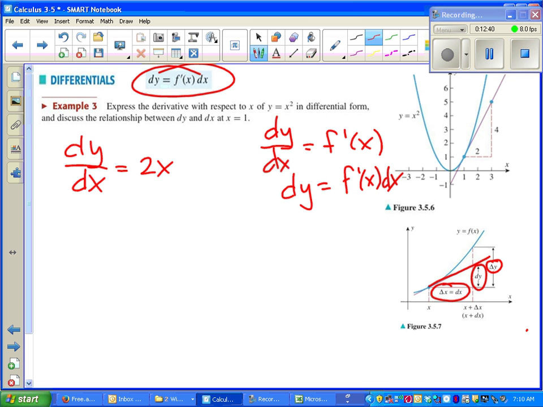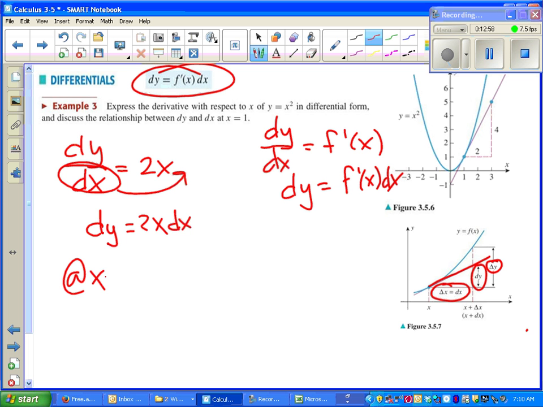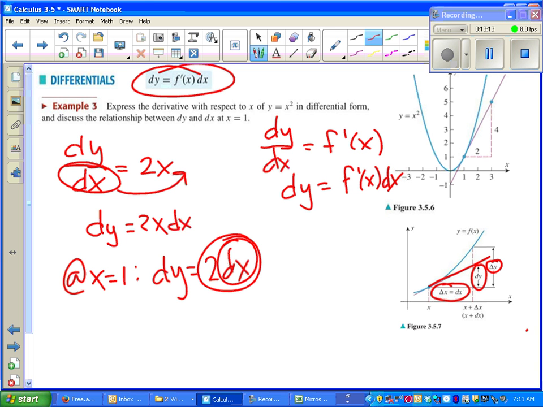We want all the y's on one side, all the x's on the other, so I've got to move this over. dy equals 2x dx. And we want to discuss the relationship between dy and dx at x equals 1. If I plug in my x equals 1, I end up with dy equals 2 dx. What this tells us is at x equals 1, for every change in dx, there are 2 changes in y.